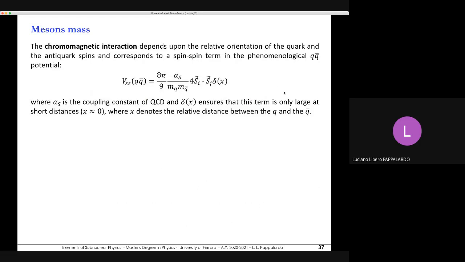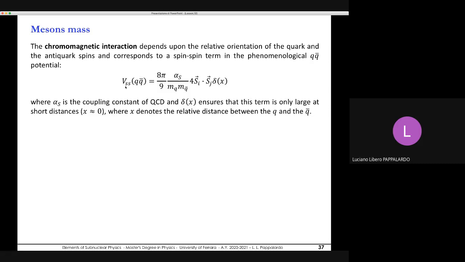So the chromomagnetic interaction depends upon the relative orientation of the quark and the anti-quark spin, and corresponds to a spin-spin term in this phenomenological QQ bar potential. So what do we have here? First of all, alpha S is the coupling constant of QCD, as we will study. So it is the equivalent of alpha electromagnetic, but now for the strong interaction. Then we have a Dirac delta function, which ensures that this term is large only at short distances, so only when x is essentially close to 0. Otherwise, this delta kills everything here, where x is the relative distance between the quark and the anti-quark.